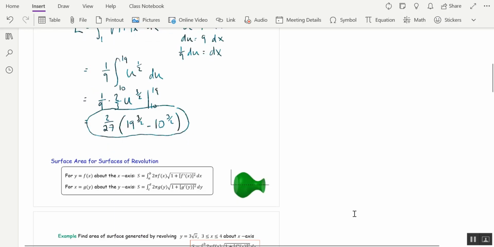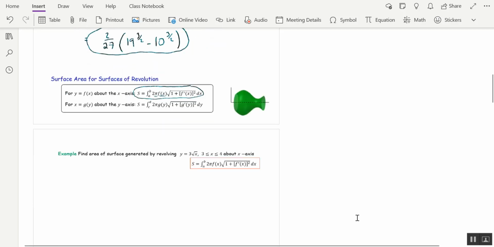Okay, here I have the formulas for surface area for a surface of revolution. And you don't have to memorize these formulas because we simply won't use them enough for you to memorize them. We're going to use this one because we're going to do an example where we're revolving around the x-axis. It looks a lot like the arc length formula, except there's an f of x and a 2 pi there that's extra. All right, so here's our example.